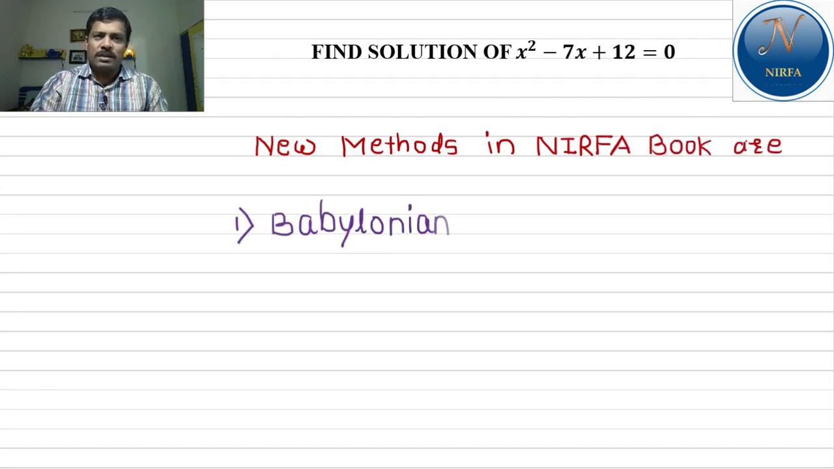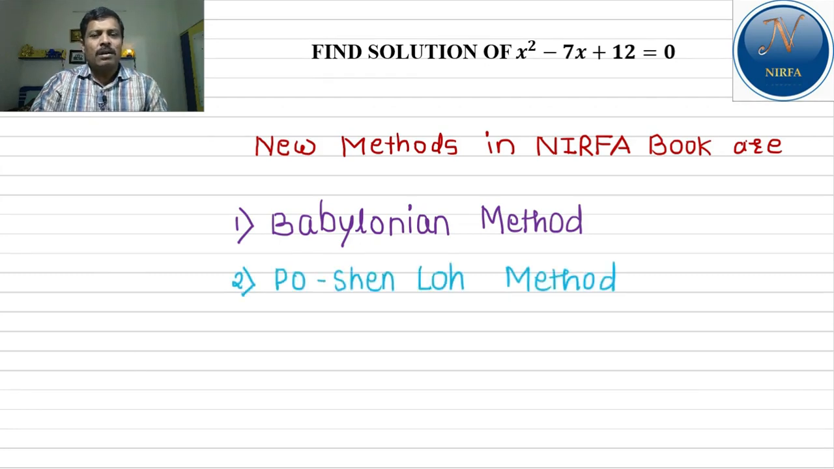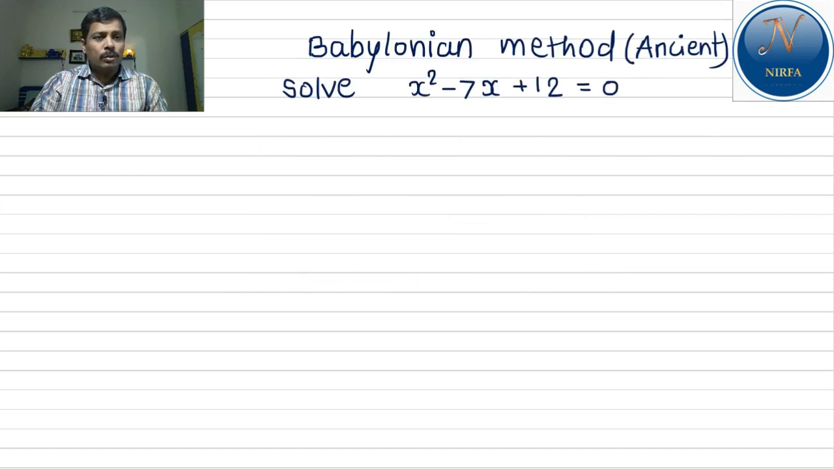The first method is a very ancient method whose name is the Babylonian Method. And the second method is a very recent method proposed by Professor Pushlow in 2019, the Pushlow Method. So let us see how these methods work. First of all, we are trying to solve this quadratic equation by the Babylonian method. How to solve this?